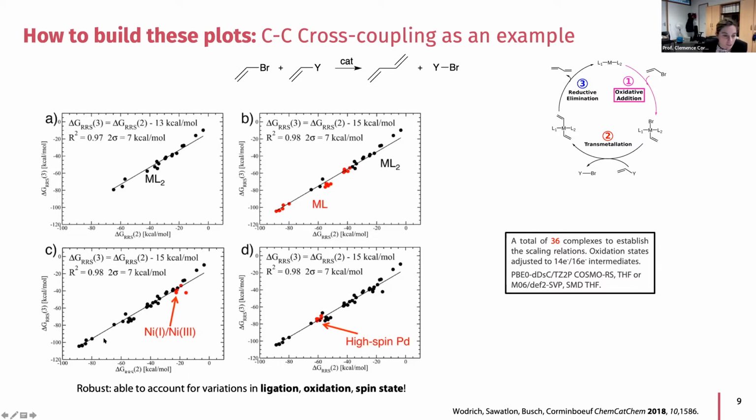Here is an example where you change the oxidation state, not only nickel 0, nickel 2, but nickel 1, nickel 3, and it still belongs to the same linear scaling relationship. And the last example is for theorists. Even if you change the spin, it's still in the same linear scaling relationship. So that just shows you that in general, they are quite robust, even if you modify to some extent the mechanism or the type of oxidation state that you will have.